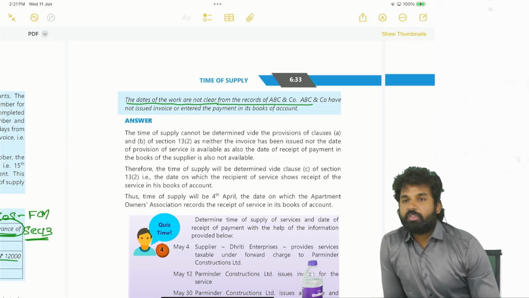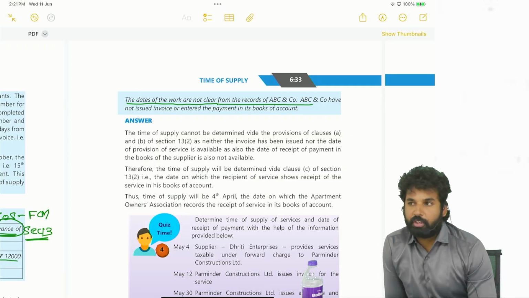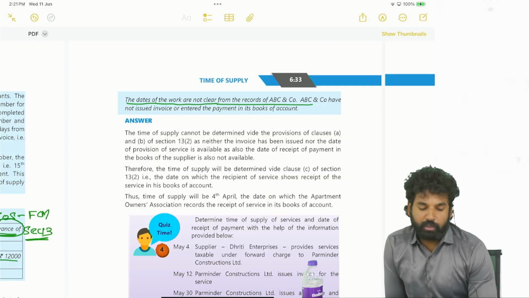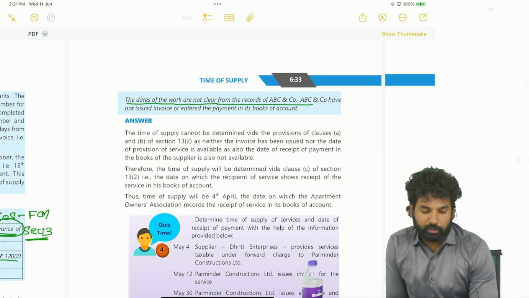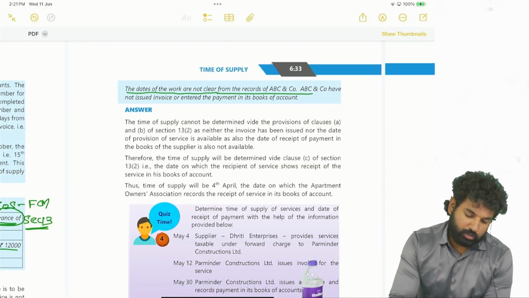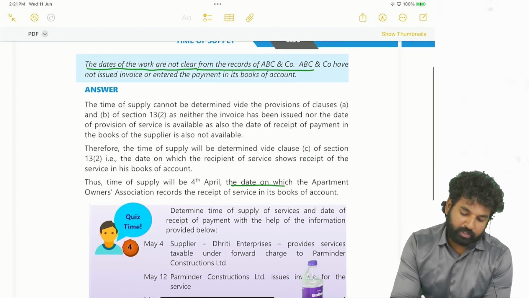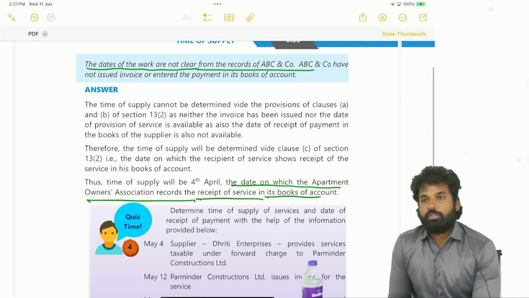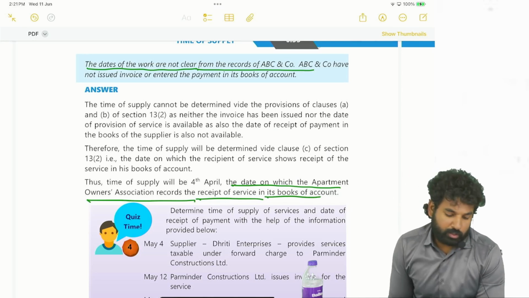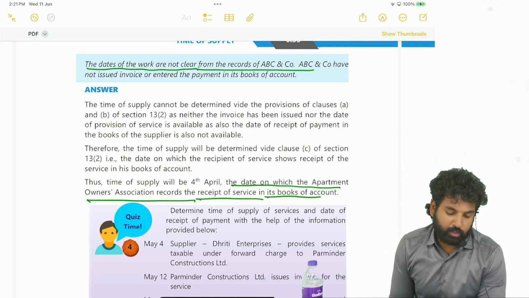So whenever you are unable to ascertain the time of supply, what shall be the date? Date of entry in the books of accounts, correct? On 4th April, the date on which the apartment owners association records the receipt of service in its books of accounts. So that's why the time of supply will be 4th April.